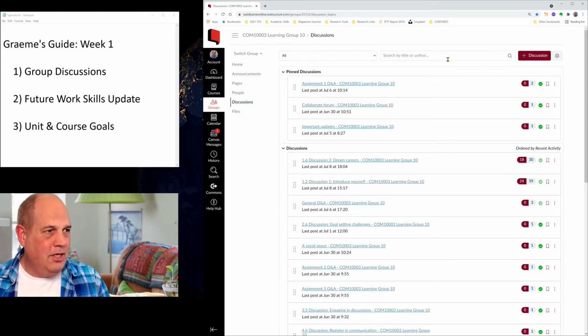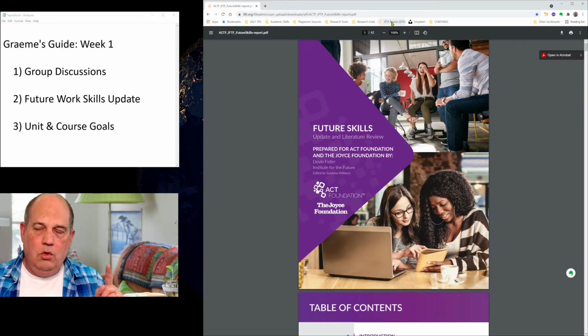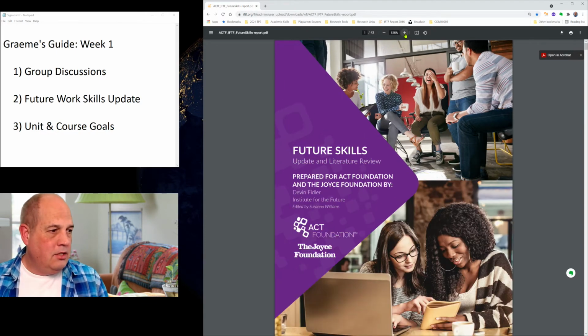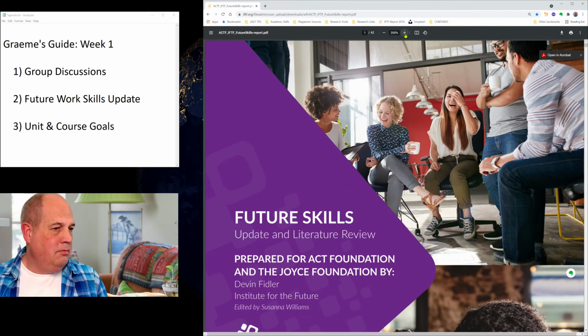The Future Work Skills Update. So last week I shared with you this document. The essential reading for week 1 is Future Work Skills 2020. It's a report that was done several years ago, almost a decade ago now, I think. And since then, there's been an update to that article, and it's called Future Work Skills Update and Literature Review. The reason I mention this is that it's going to be important to have a look at this.